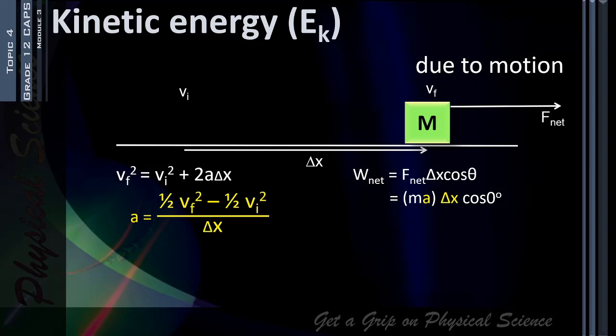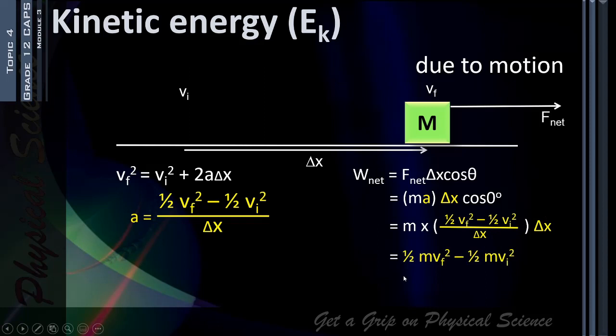And if we substitute the acceleration with our rearrangement of the motion equation, we get that the net work is equal to the mass times half vf squared minus half vi squared divided by the displacement, multiplied by the displacement. So the displacement above and below the line can cancel out, and we're left with half m vf squared minus half m vi squared. And this looks familiar, because the kinetic energy is equal to half mv squared.